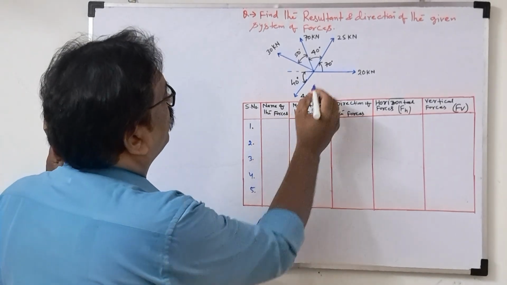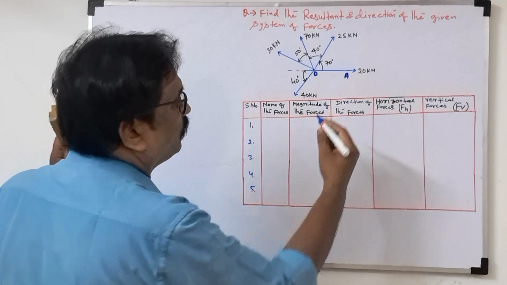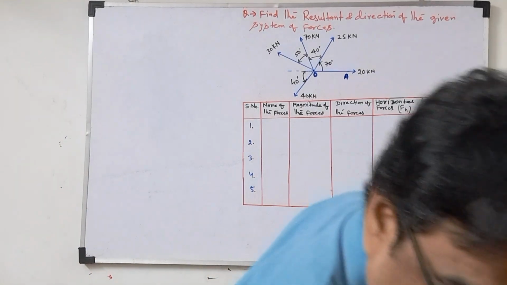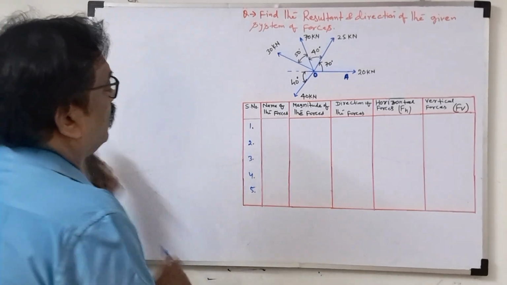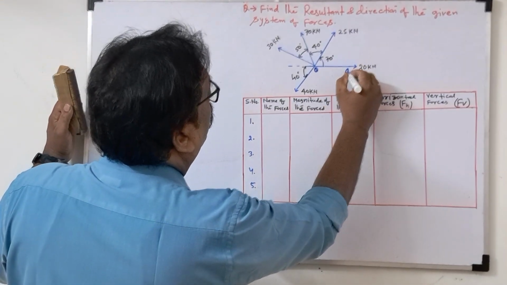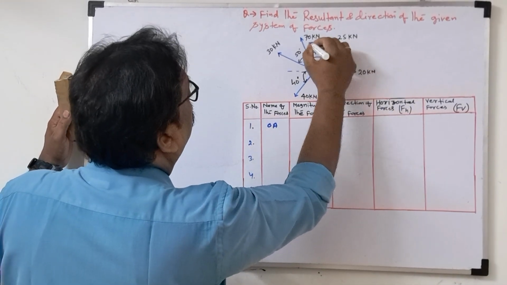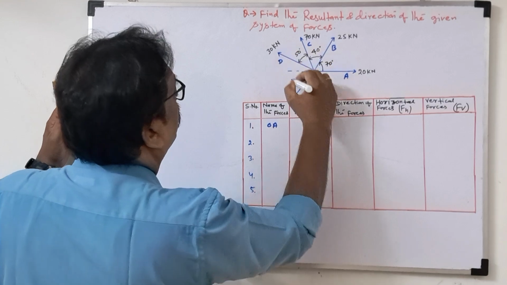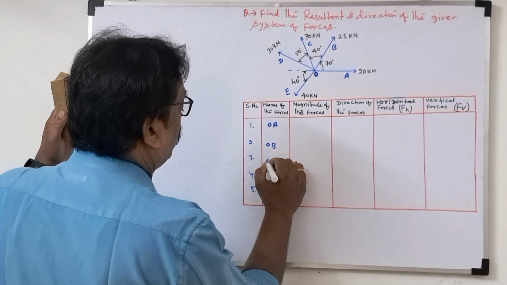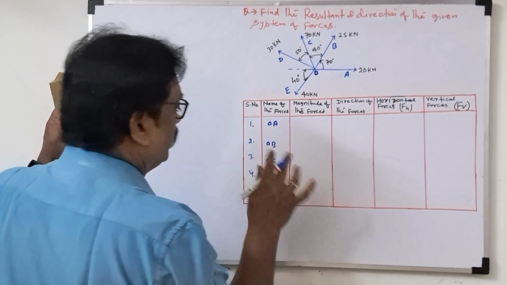What is the name of the forces? Suppose this point we call O, and here we call A. So this is called OA. The first one will be OA. Second, if you give B, then C, then D, then E. So OA, OB, OC, OD, OE are the names of the forces given.